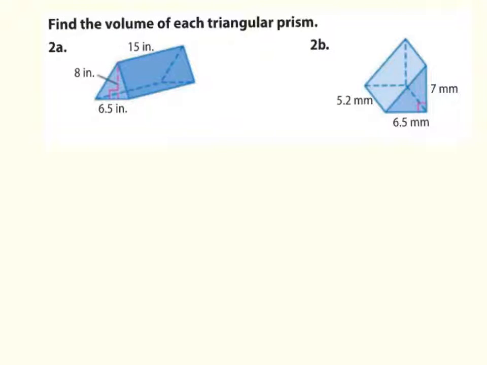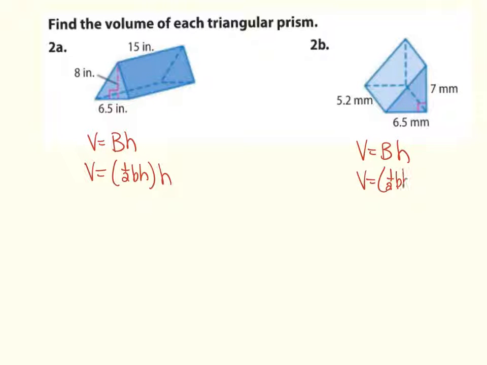Alright, let's find the volume for each of these prisms. The first thing we're going to do is write down the formula. Volume equals big B times H. The big B stands for the area of its base, which is 1/2 base times height. The area of this object is again 1/2 base times height. Now let's identify the parts. For 2A, you have the base of the triangle as 6.5, the height of the triangle as 8 inches, and then obviously the 15 inches is the height of the prism.